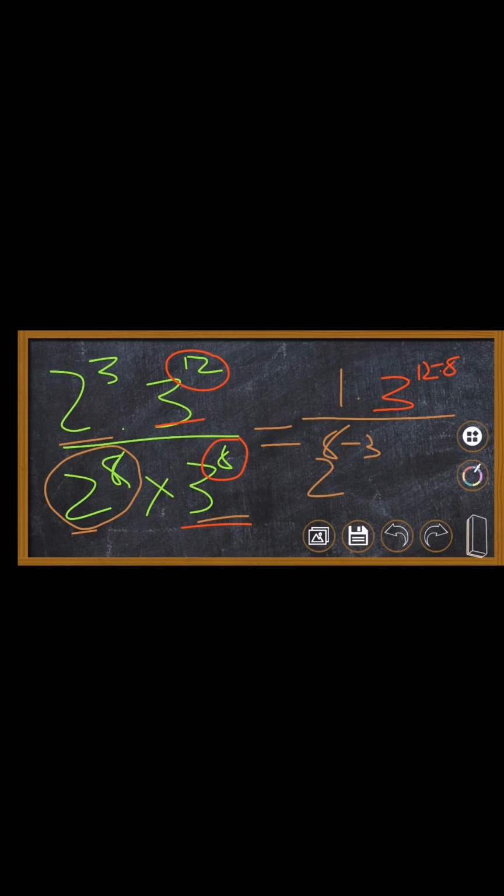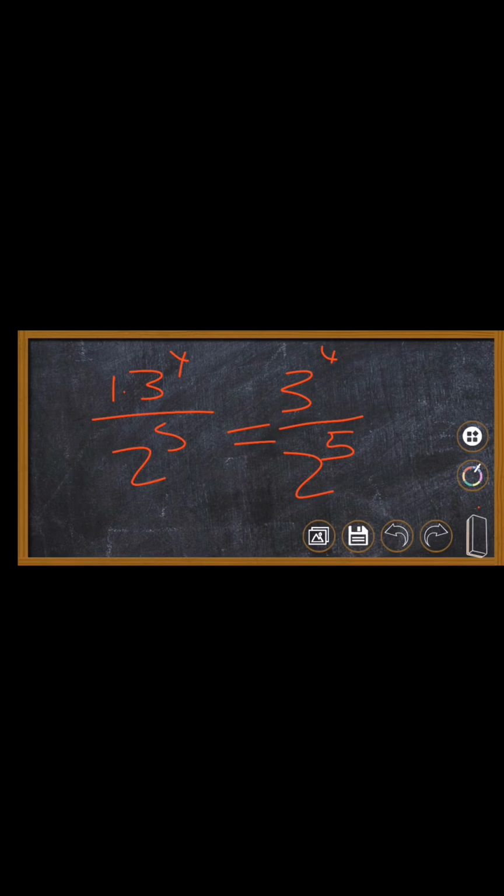So our answer will be 3 to the power of 4 over 2 to the power of 5, because 8 minus 3 is 5. So our answer will be 1 times 3 to the power of 4 over 2 to the power of 5. And if you simplify, 1 times anything is that number. So 3 to the power of 4 over 2 to the power of 5. And that's our answer in this case.